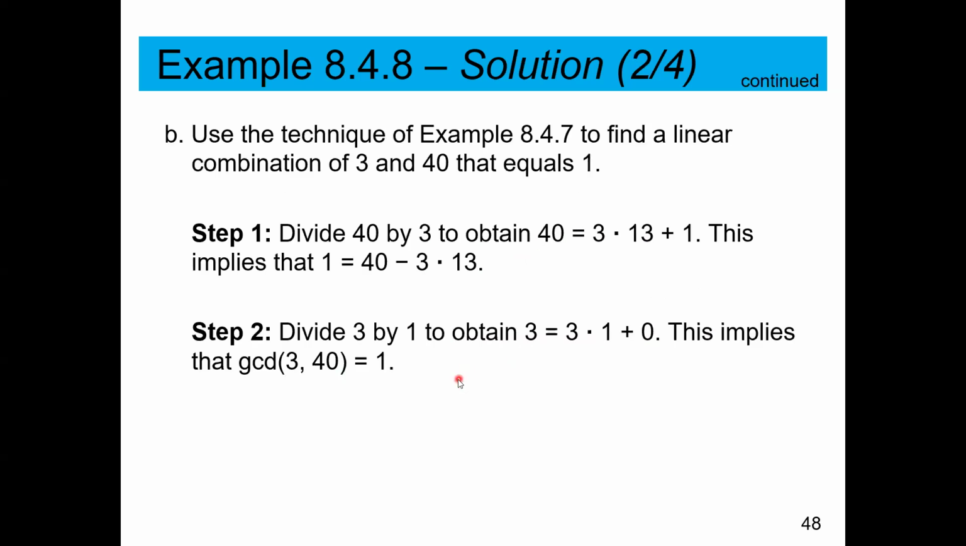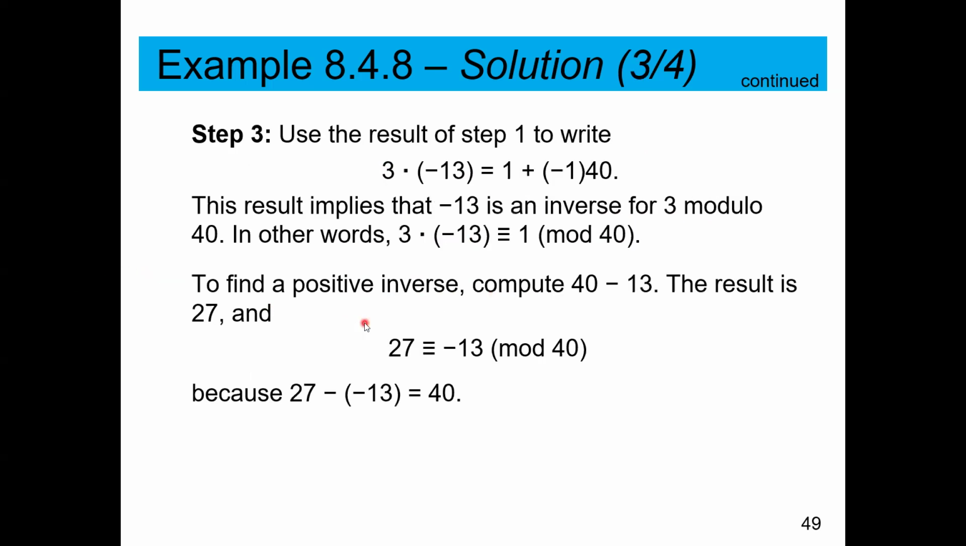So let's come to this one. We'll find a linear combination of 3 and 40 that equals 1. You could do guess and check, or what you can do is this: 40 divided by 3. So we get 40 is equal to 3 times 13 plus 1. By the way, once you get to a 1, you know the next one is going to be a 0. So the greatest common divisor is 1. And so we have this linear combination right here, 1 equals 40 minus 3 times 13. What does that mean? Well, it means that literally 3 times negative 13 is equal to 1 plus negative 40. So I just took this and moved it over to the other side.